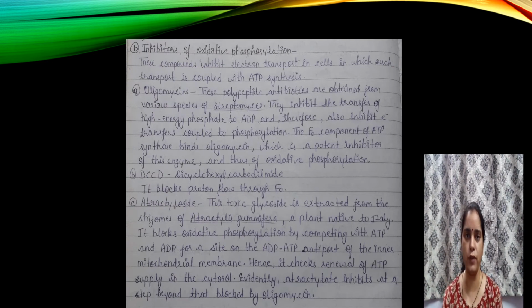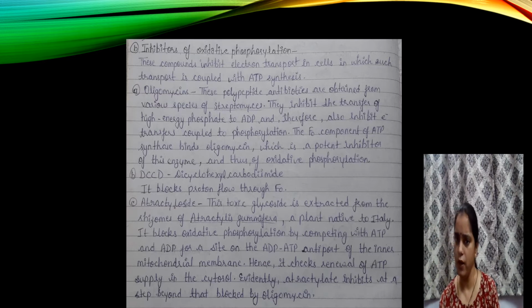Okay, now the inhibitors of oxidative phosphorylation. Actually, oxidative phosphorylation is coupled to the oxidation of substrates. So these compounds inhibit electron transport in cells in which such transport is coupled with ATP synthesis. The first example of inhibitors of oxidative phosphorylation is oligomycin. These polypeptide antibiotics are obtained from various species of streptomyces. They inhibit the transfer of high energy phosphate to ADP and therefore also inhibit electron transfer coupled to phosphorylation.